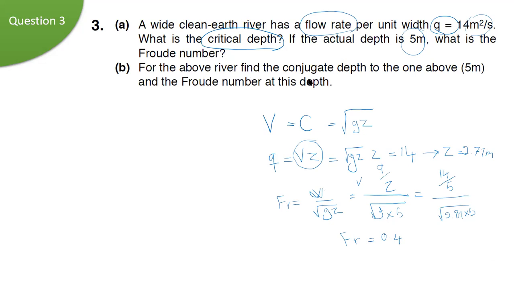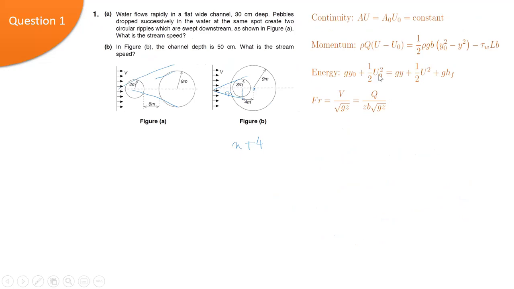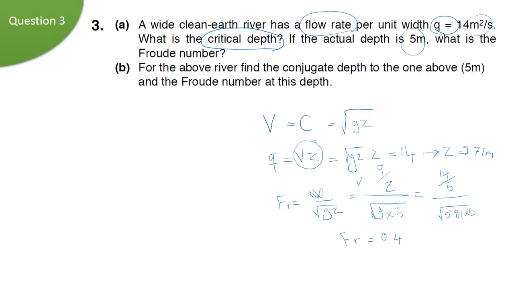Okay, for the next part, it asks what would be the depth? Who answered energy? We need energy for this part, because if you see the equations, we have the depth, the one above 5 meter, and the Froude number is at this depth. If you see the equations for energy, it helps us to calculate the loss of energy at different heights, so at different depths as well. So we can use the energy equation to solve this problem. I saw several of you used the energy equation.